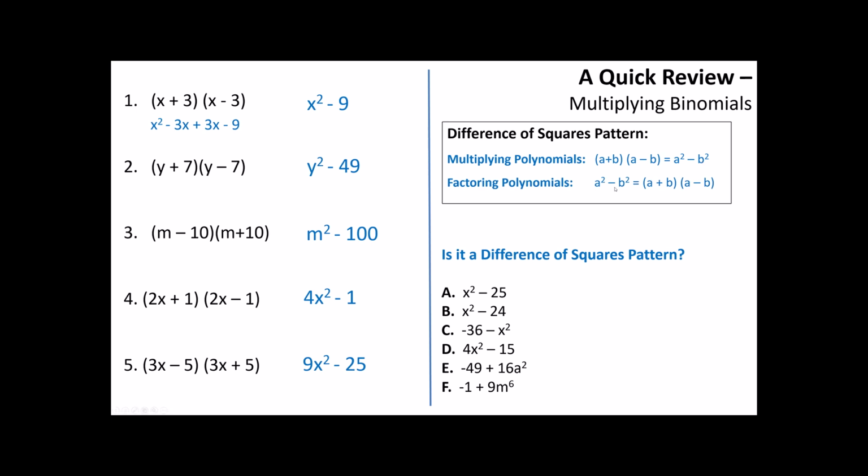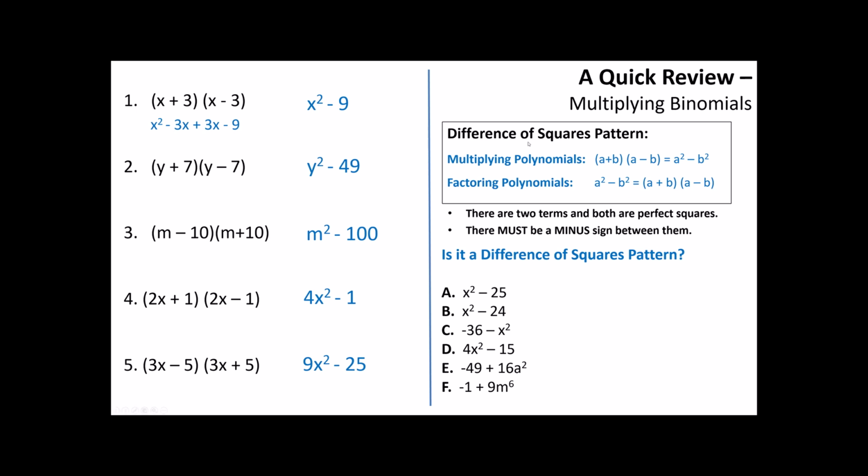Today we're going to do that the other way around. In other words, if I can spot this difference of squares pattern, a perfect square minus a perfect square, I can write it in factored form without having to go to all the trouble of guessing and checking. Here's the things I'm going to look for.